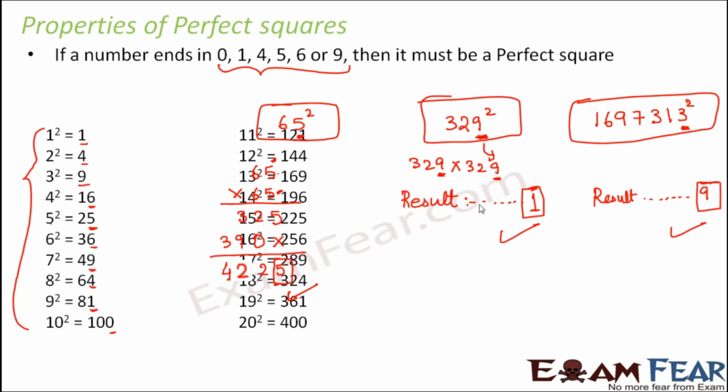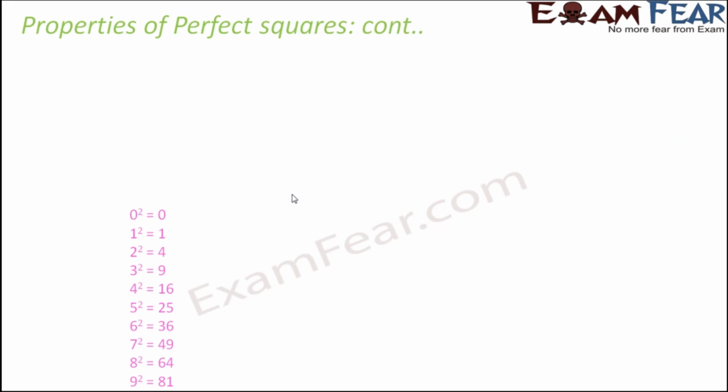So here I have written the next set of perfect squares. Here also you can tally the same thing, like when you square 11. So 11 has 1 at its units place. So therefore the result would have 1 at the units place. 12 squared: it has 2 at its units place, and 2 into 2 is 4. So this would have 4 at its units place. So let's move on to the next property.